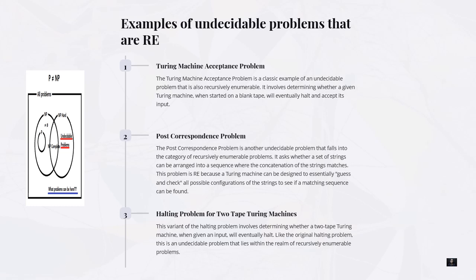Next is the halting problem for two-tape Turing machines. This variant of the halting problem involves determining whether a two-tape Turing machine, when given an input, will eventually halt. Like the original halting problem, this is an undecidable problem that lies within the realm of recursively enumerable problems.